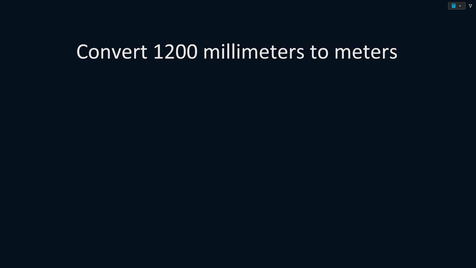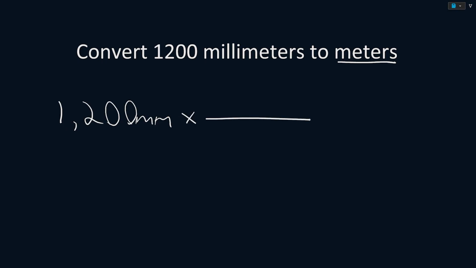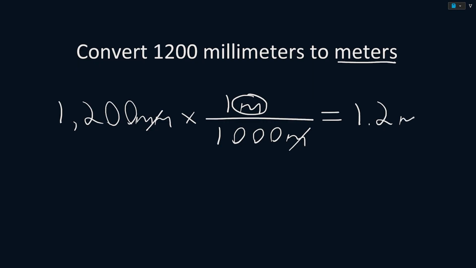Convert 1,200 millimeters to meters. We were given 1,200 millimeters, and we want to convert these to meters. To go from millimeters to meters, we need to multiply by a conversion factor. Our conversion factor is that for every 1 meter, there is 1,000 millimeters. Multiplying through our conversion factor, the millimeters cancel, and it leaves us with meters. Solving this, we get that in 1,200 millimeters, there is 1.2 meters.